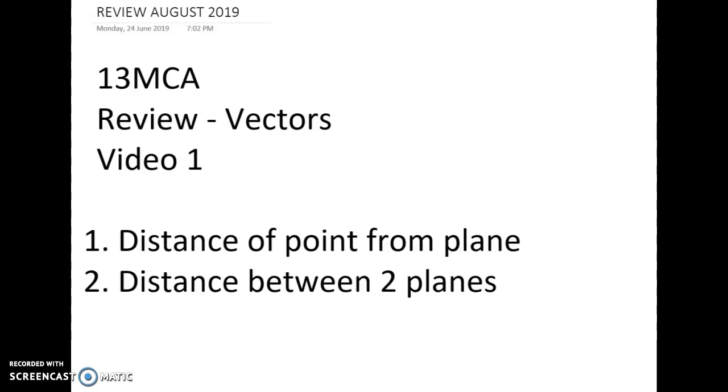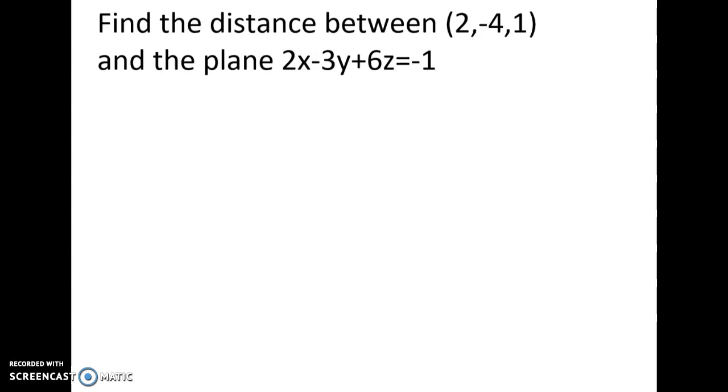The two skills in this video are how to find the distance of a point from a plane and how to find the distance between two planes. So this is the first question I'm going to look at. How do we find the distance between this point here and this plane?